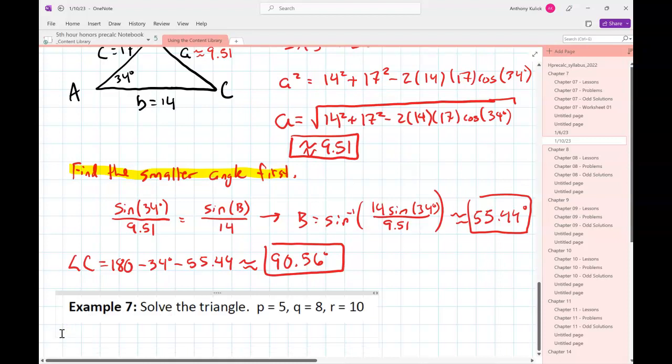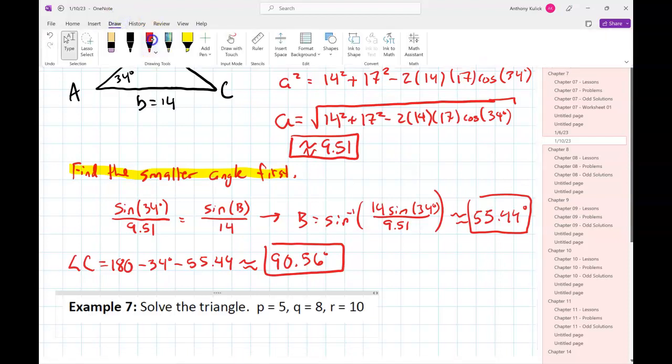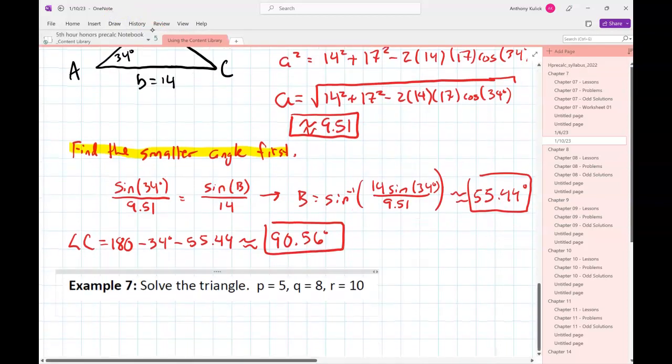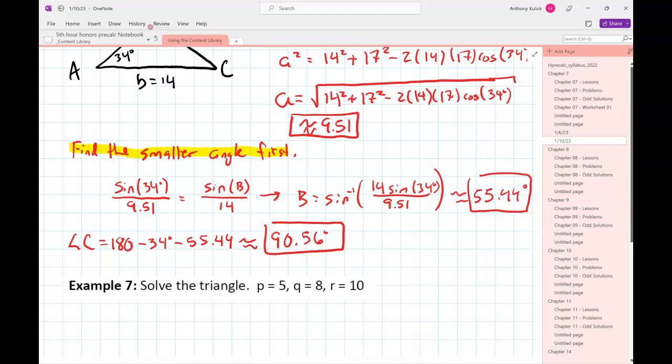Now this one you should be able to look at and immediately recognize that this is side side side. I don't even have to draw the picture. How can I tell? I don't have any angles. They're all side lengths. I can tell just from the problem, without even having to draw a picture, the case. That's the easiest one to identify.